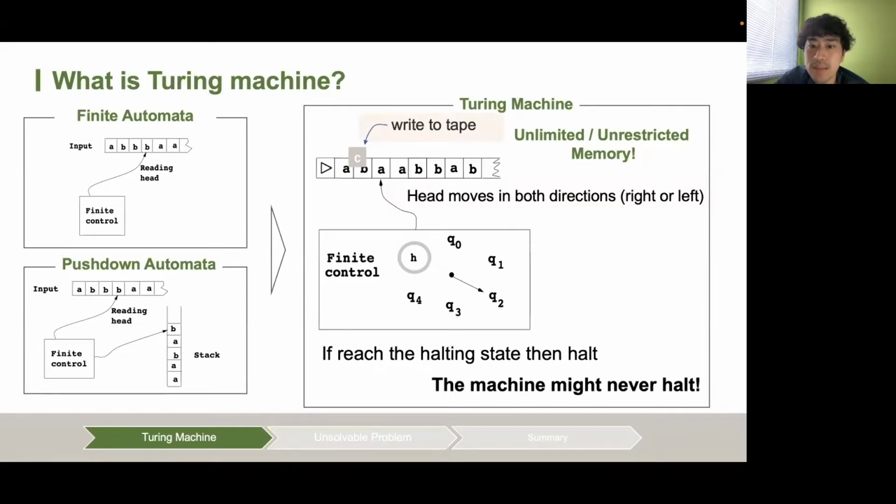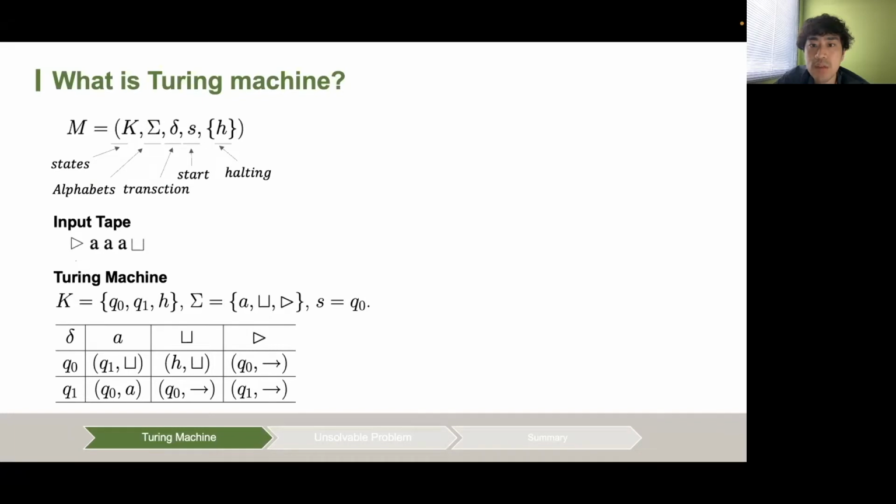So then, when does the machine halt? In the Turing machine, there's a state called halting state. Suppose the machine reaches the halting state, then the machine halts. Please note that it is not guaranteed that the machine always halts. It may run forever. So let's see how Turing machine works with a concrete example. Five elements can formally define a Turing machine: possible states, alphabets, transition function, start state, and halting states.